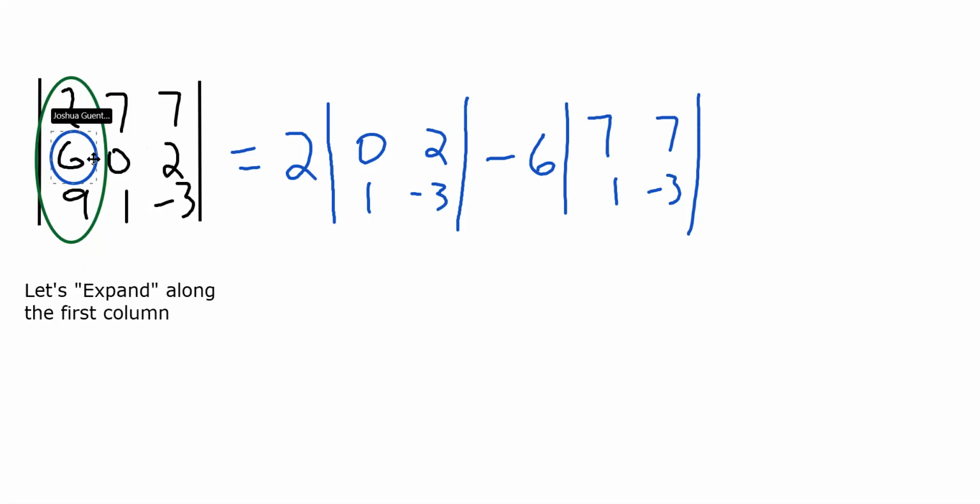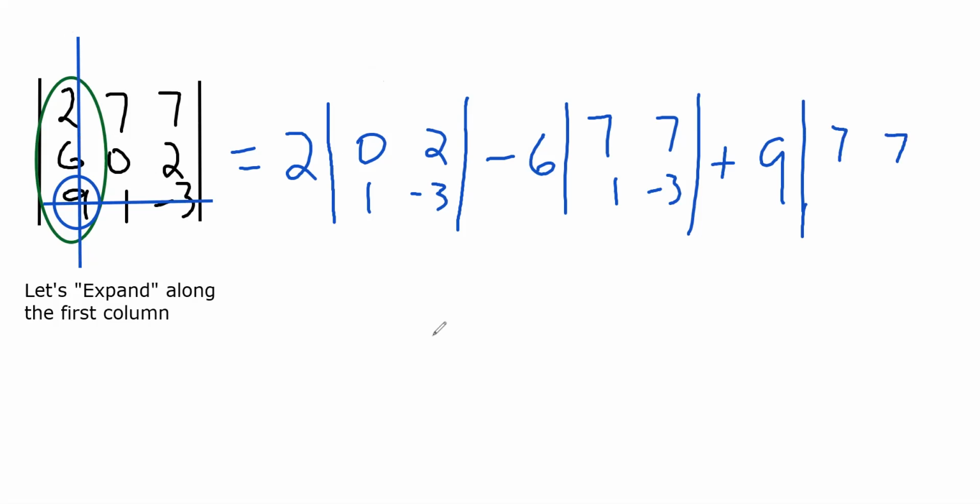Then I shift my focus to the last entry in the column, which is 9. It's going to be plus whatever that entry is, which in this case is 9. Then it's 9 times I delete the row and column the 9 was found in, and I write out the remaining thing here. That's a matrix whose determinant I'm going to be taking. 7, 7, 0, 2.